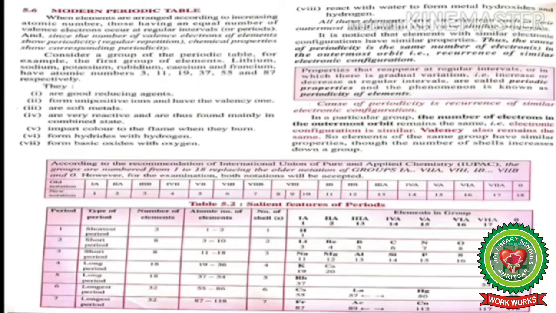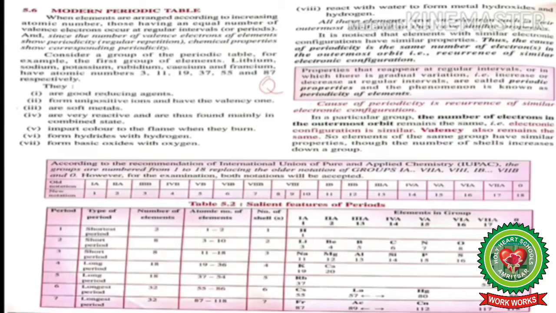Properties that reappear at regular intervals, or in which there is gradual variation, that is, increase or decrease at regular intervals, are called periodic properties, and the phenomenon is known as periodicity of elements. So a question can come here: what is periodicity and what is the cause of periodicity? The cause of periodicity is recurrence of similar electronic configuration.